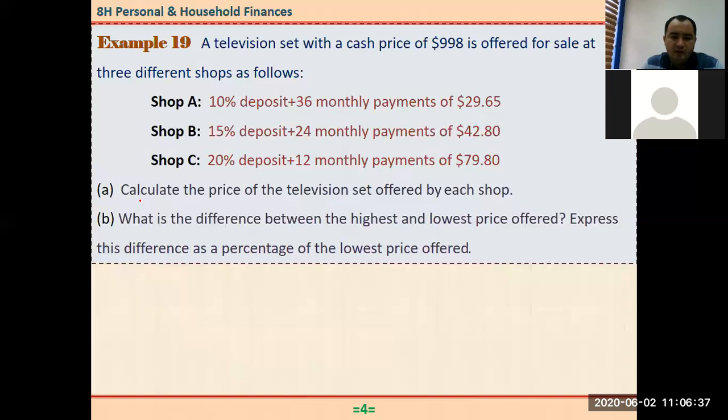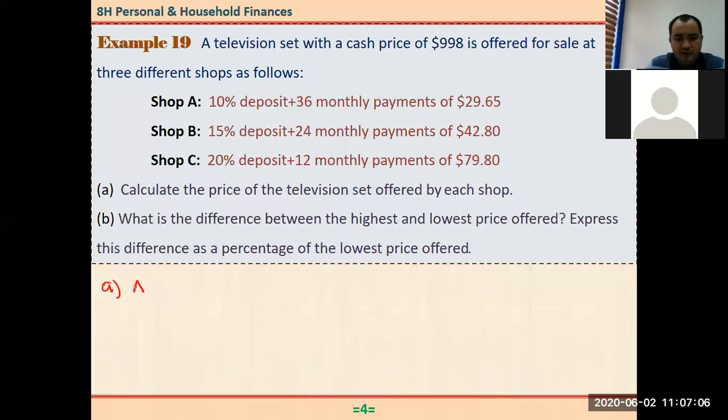Question A. Now, as a person, what we have to do here is we need to compare the prices, right? Which shop is offering the cheapest price, so that accordingly we can do our shopping, or we can buy whatever it is, a television set from the shop. So, in question A, it says calculate the price of the television sets offered by each shop. Okay, that's the first question.